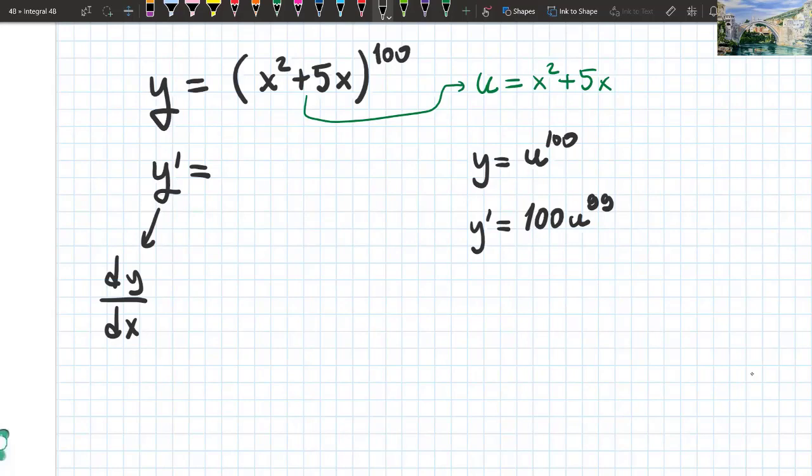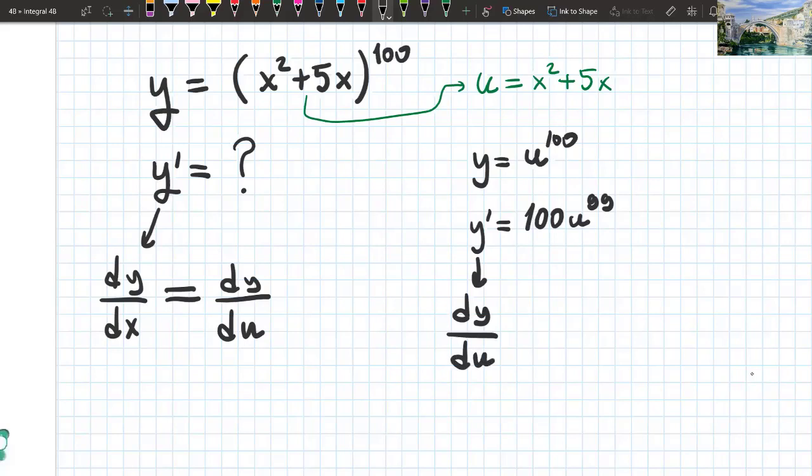But we didn't get our result. What was the question? Find y prime. The question is here. We need to differentiate the function with respect to x, but we got the derivative with respect to u. So I need to do something else. So the idea is the following. We got dy over du. I know that y prime is dy over dx, because we took the derivative of y with respect to x.